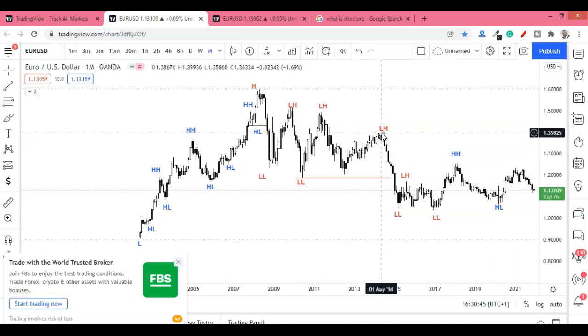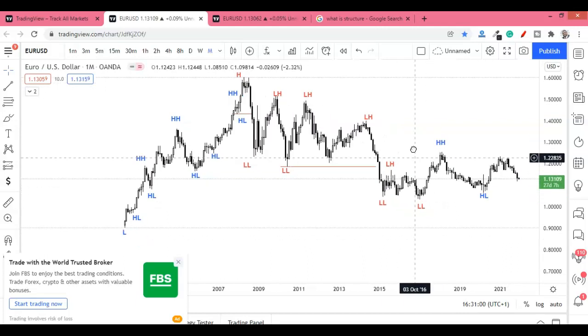This is the high that broke this low, so this is a lower low. Then you can see that there's a close below this line. So that means we have our bearish break of structure.